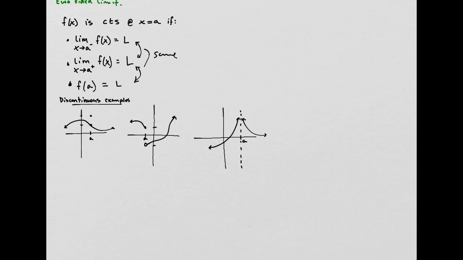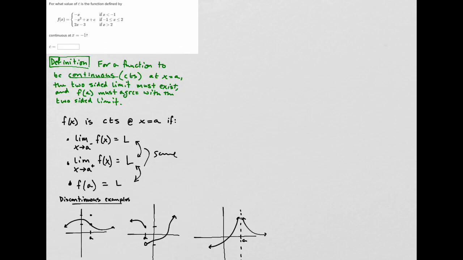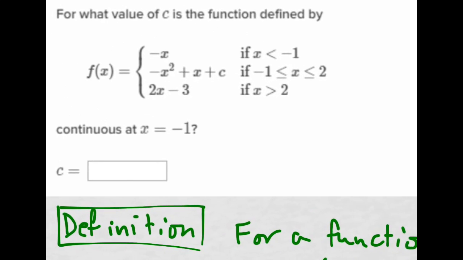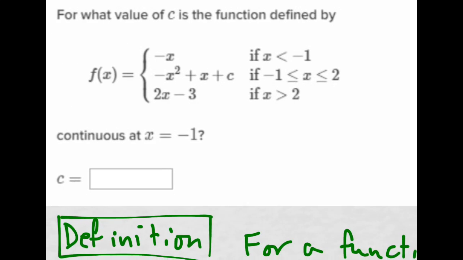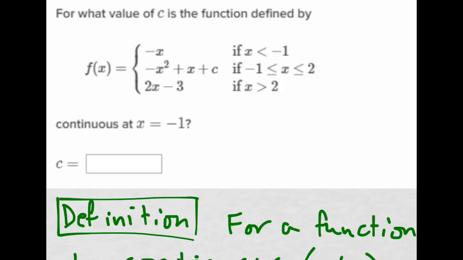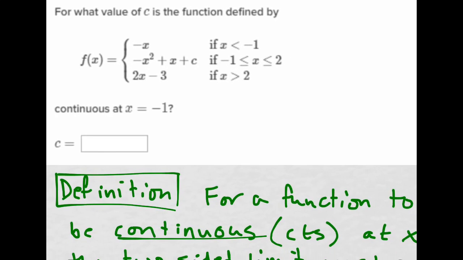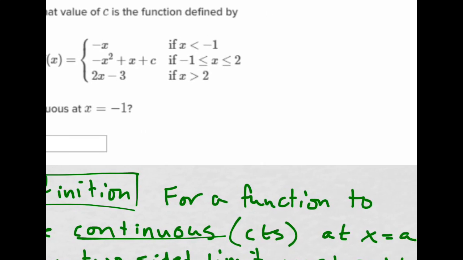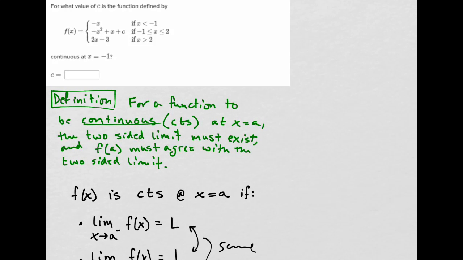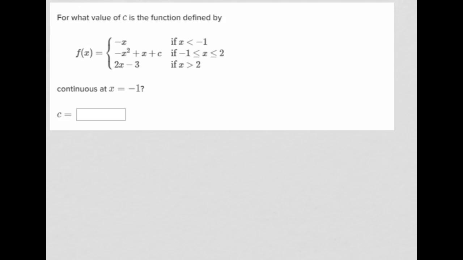Okay, for part two, then, we'll actually take a look at this problem. Let's see. For what value c is the function defined by that continuous at x equals -1? Well, let's explain a little bit. I kind of want to move that. Okay, so for what value of c is this function continuous?